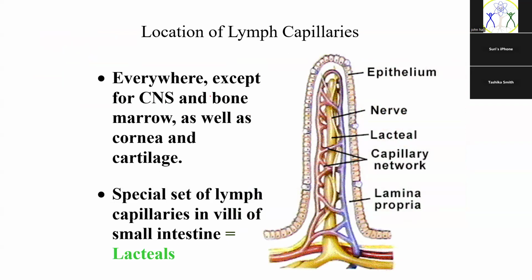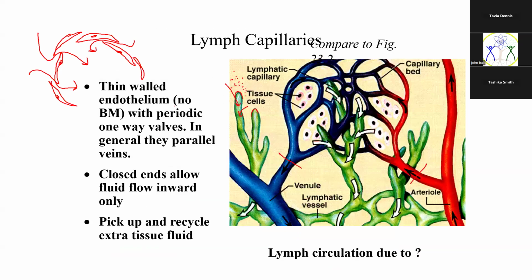Now, where do you find lymphs? As I mentioned, the lymphs are found everywhere except, go ahead, Tavia. Excuse me, sir. On the side, you have no BM. I'm not sure if you said what it meant. BM, the slide before. Basement membrane. Okay, all right.